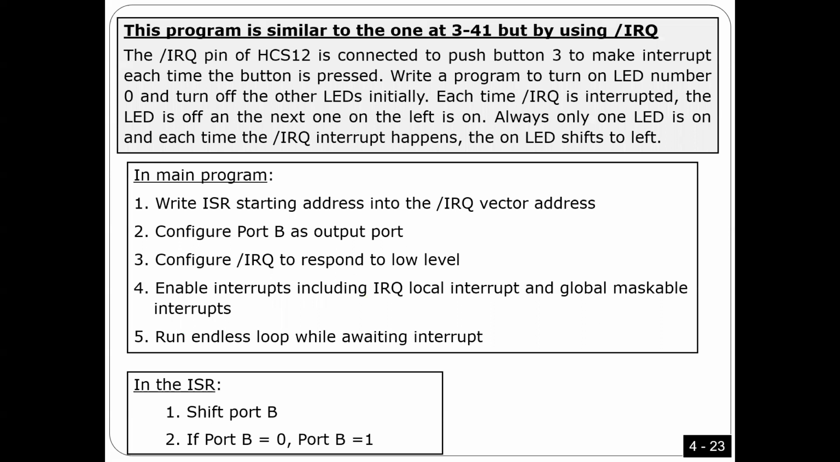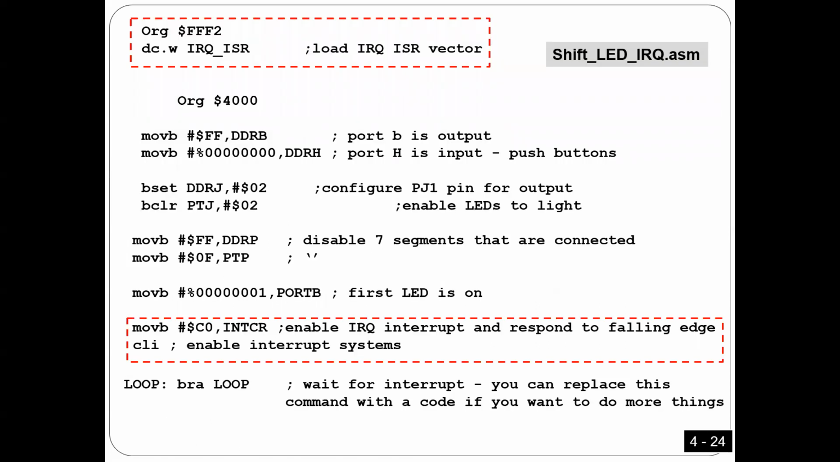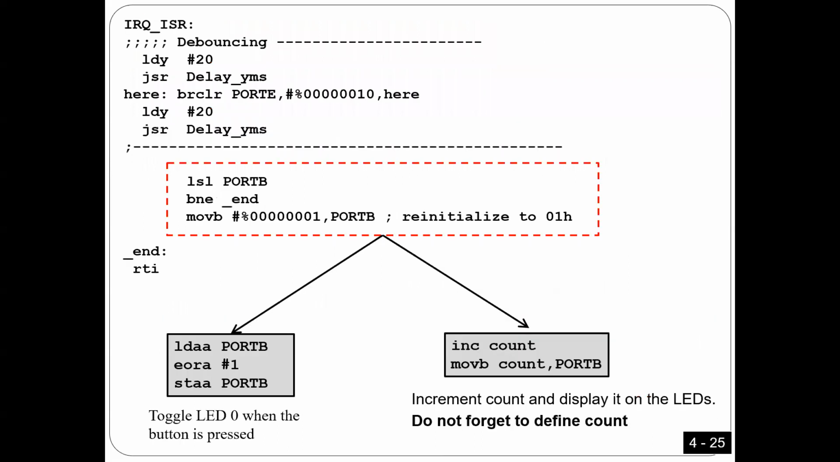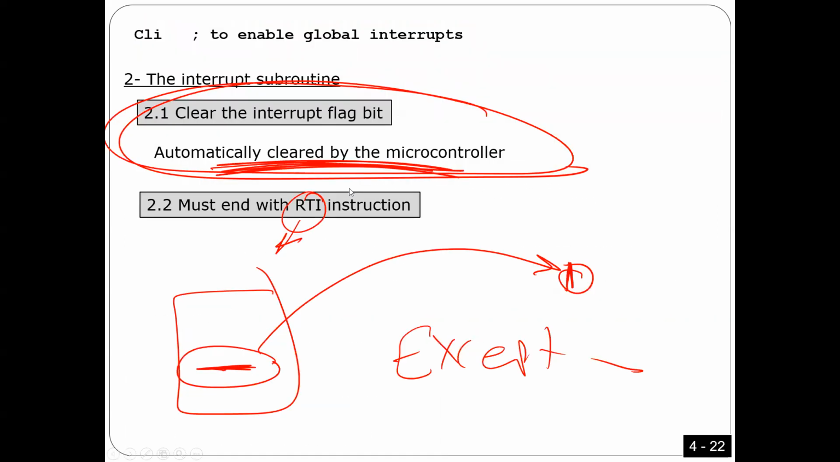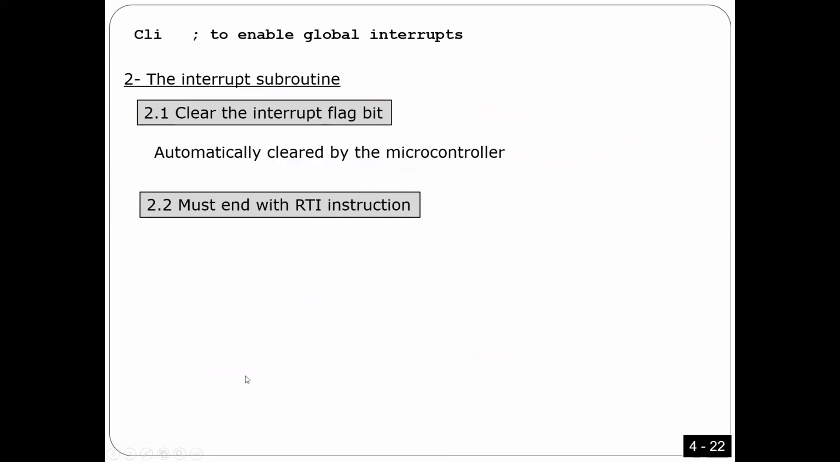Now I want to give you a program to show you how you can use this in a program. I'm going to use these LEDs. In the very beginning, I'm going to turn one LED on. Every time there is an IRQ interrupt, I'm going to shift it. So this one is on. Once you trigger an IRQ interrupt, I'm going to shift this way. Another IRQ interrupt, I'm going to shift this way, and so on.